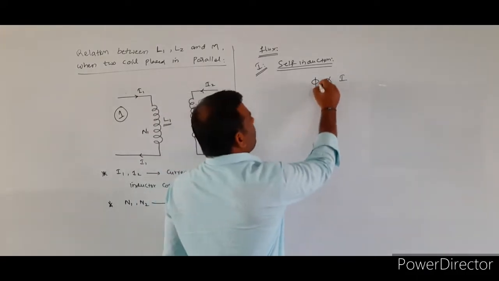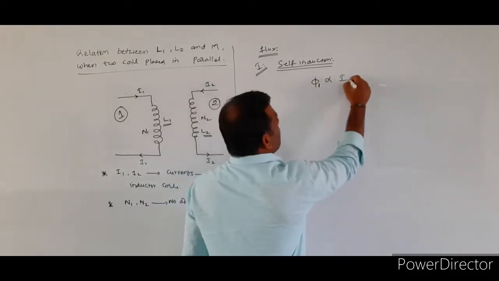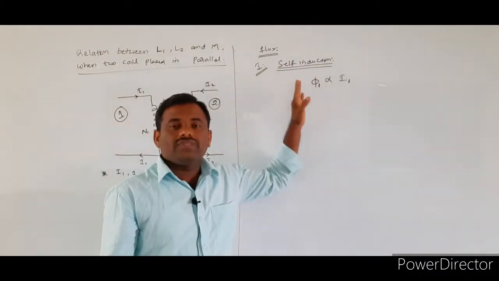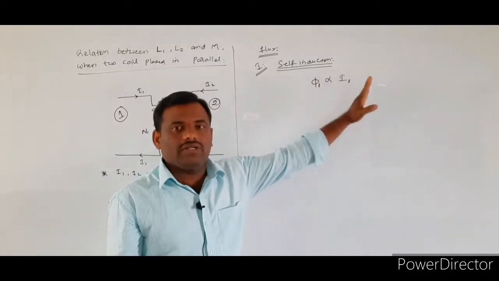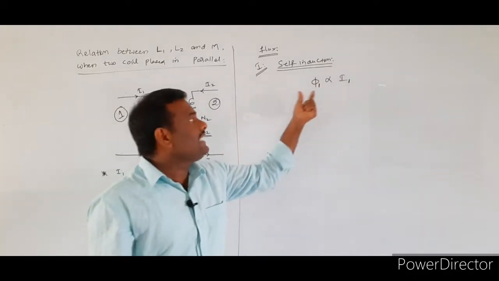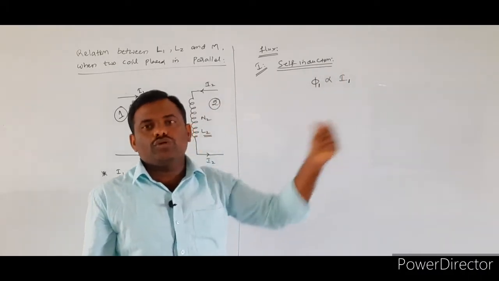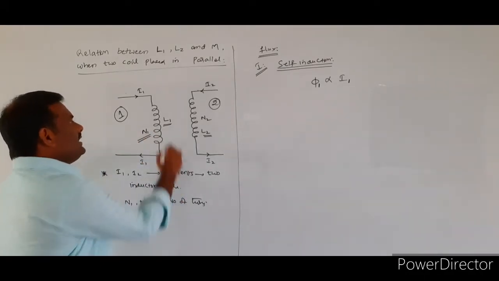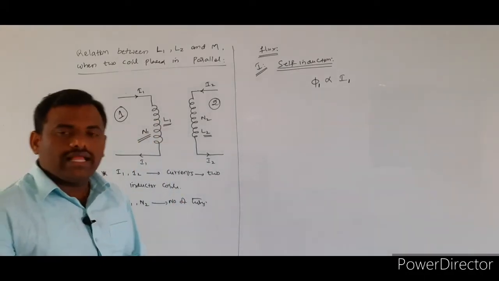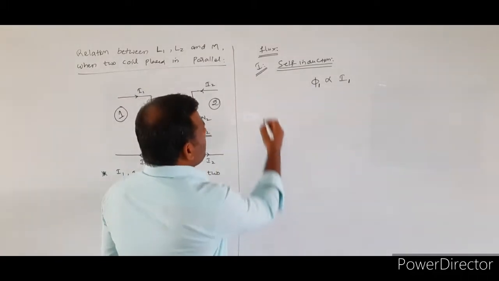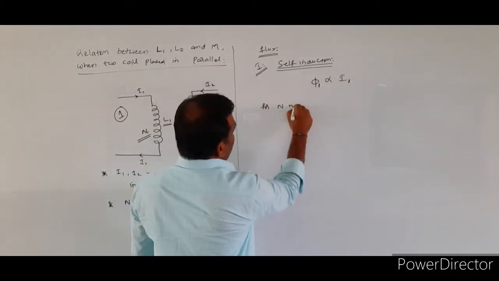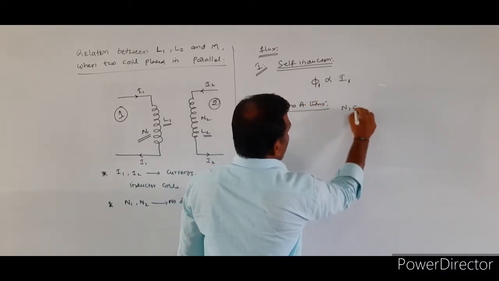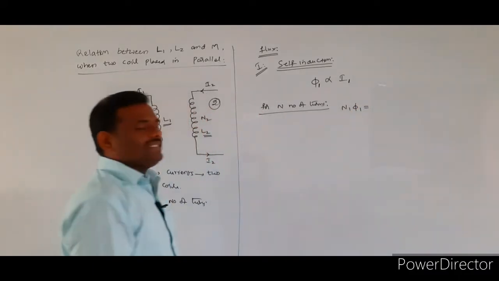So the flux will be represented by phi1, and the current passing through the same coil is taken as I1. The flux linked with a single turn, phi1, is directly proportional to I1. Because the coil consists of N1 turns, and its coefficient of self-induction is L1, for capital N number of turns I will write the total flux is equal to N1 phi1.